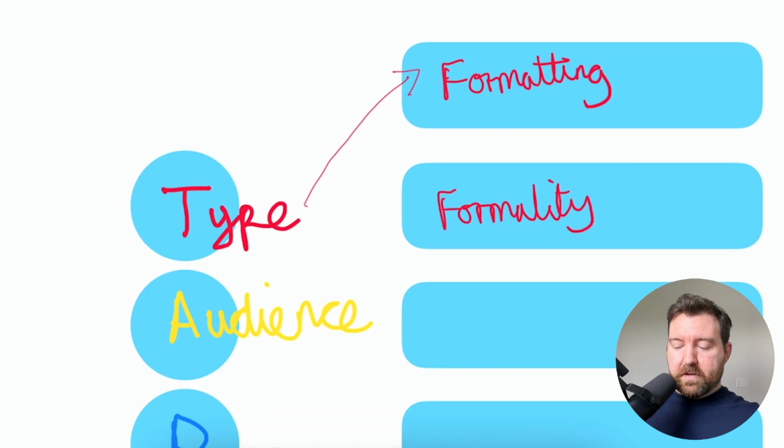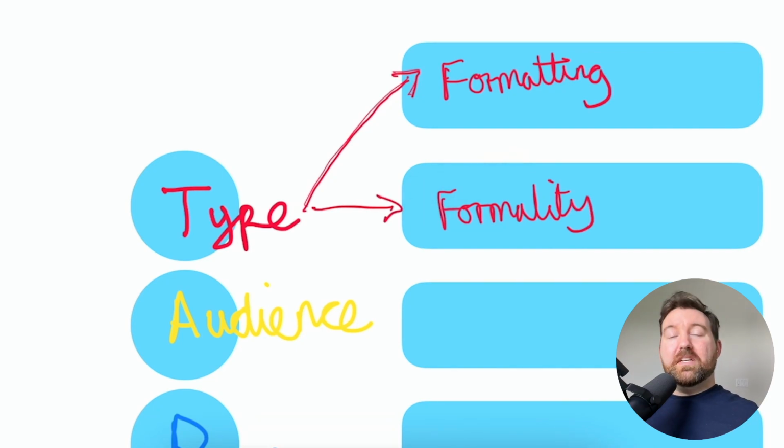You also want to think about your formality. And that arrow is really annoying me because I didn't draw it very well. But anyway, formality is basically how posh, how well spoken you are as you deliver your message.